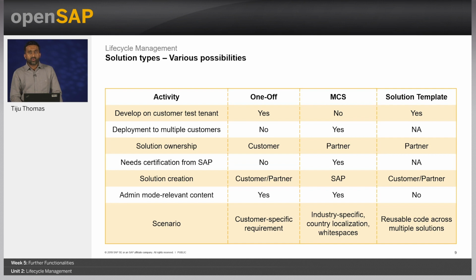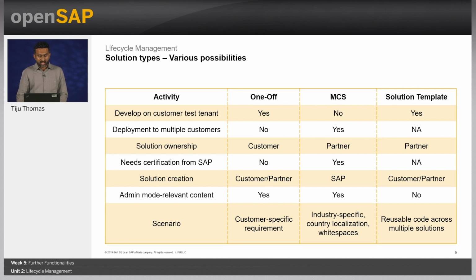Now just take a look at this table for various solution types and activities possible. Here as you can see, not all the activities are possible for all the various types of solutions. As you can see, developing on a customer test tenant, only a one-off is allowed to be developed and MCS cannot be created on a customer test environment.